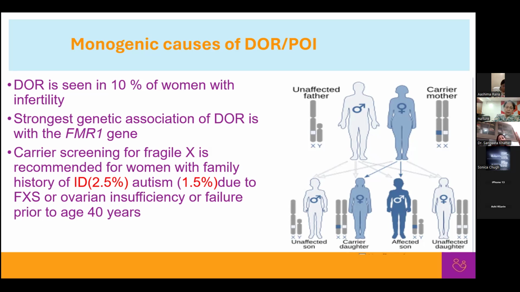Practically speaking, DOR and POI are very common. If the patient opts for donor eggs, then perhaps you may not test it, but it should be offered to all, so that at least in the family they know if any other sibling or any other person is involved, and that can be diagnosed. But if the patient is going for her own eggs, especially in cases of DOR, then I think the FMR gene must be done in these patients.